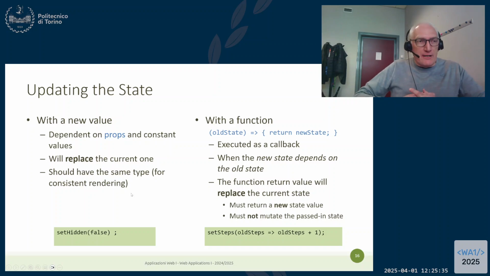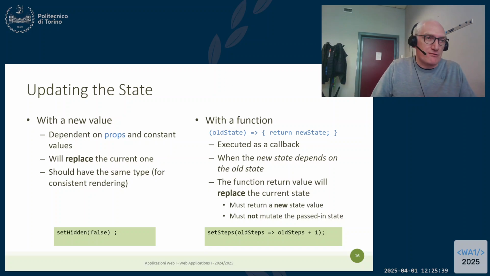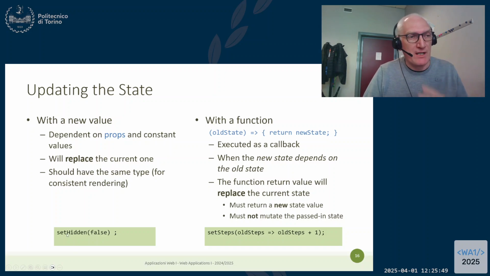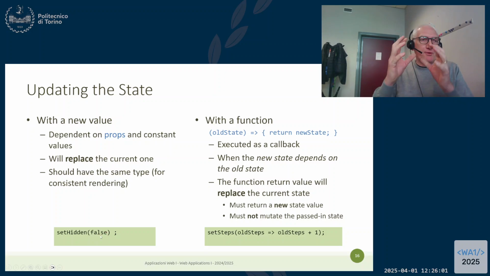The third warning is be careful with updating. Since it's an asynchronous request, we should be careful with the argument of the set function. If the argument is a constant or is a value computed from constants, and with constants I mean properties and states and so on, there's no problem. We compute the expression and this expression will be saved.